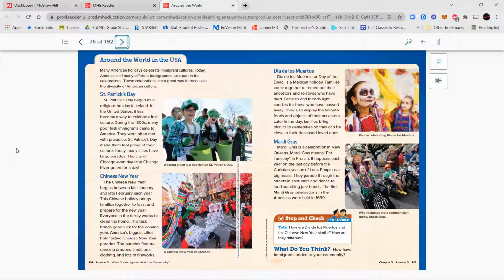Mardi Gras. Mardi Gras is a celebration in New Orleans. Mardi Gras means Fat Tuesday in French. It happens each year on the last day before the Christian season of Lent. People eat big meals, they parade through the streets in costumes, and dance to loud marching jazz bands. The first Mardi Gras celebration in the Americas was held in 1699.